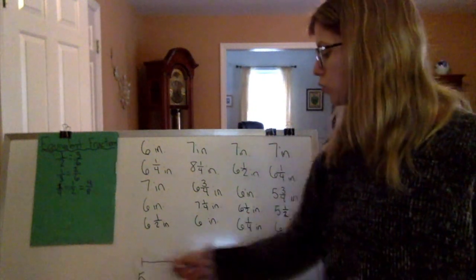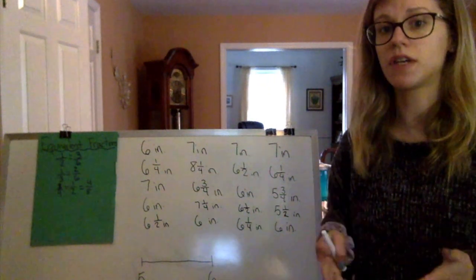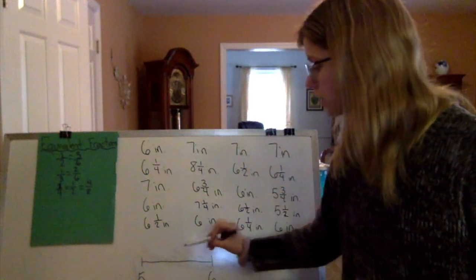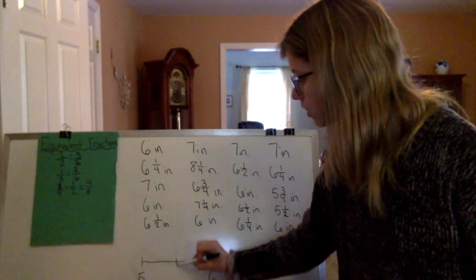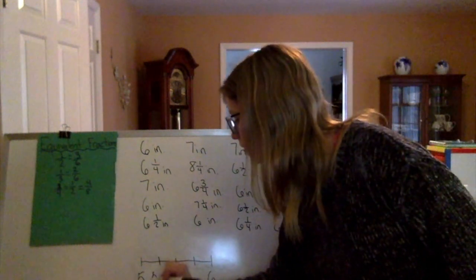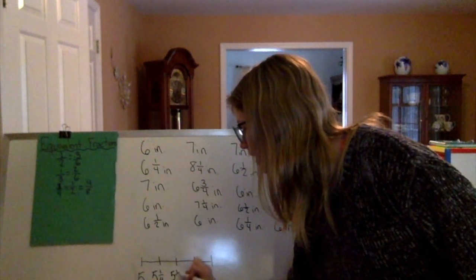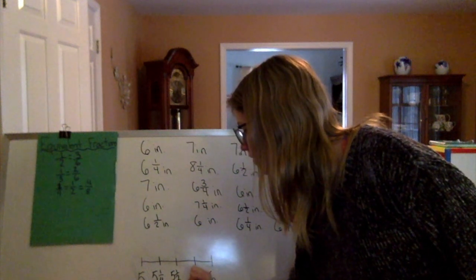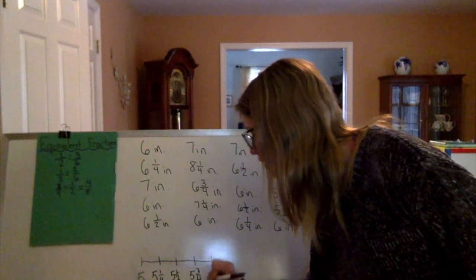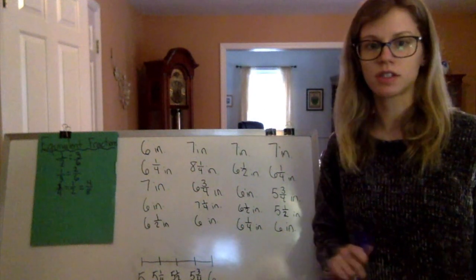And this space in between needs to be big enough that I can label my fourths of an inch throughout. So if I was going to label fourths of an inch, I need to make sure that I do half to show 5 1/4, 5 1/2, or 5 2/4, and 5 3/4.